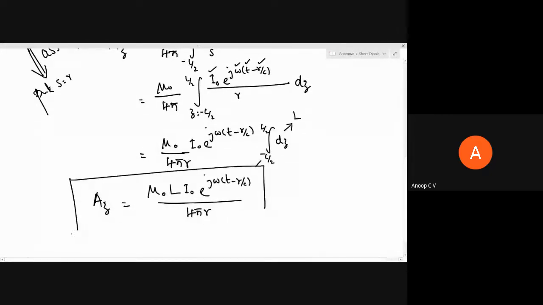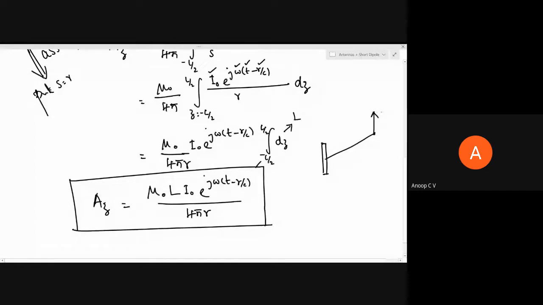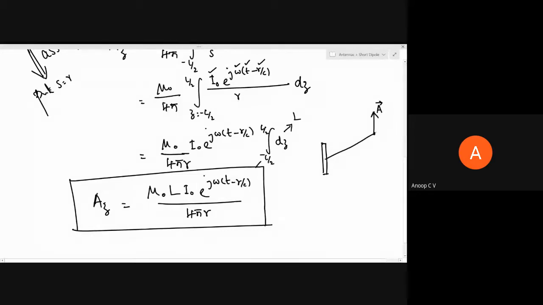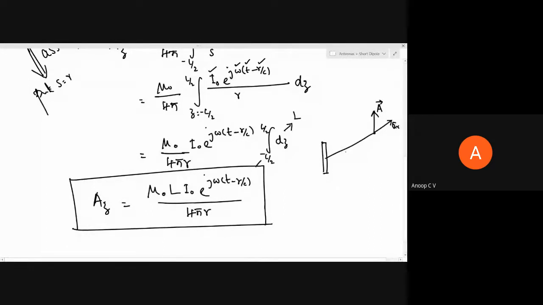Now we found the magnitude of the vector magnetic potential, and it has only a Z component. If you consider the antenna like this, and the point P, the direction of A will be along Z axis, along AZ cap. The unit vector along R will be like this, AR cap. And this angle is theta, so is this angle.